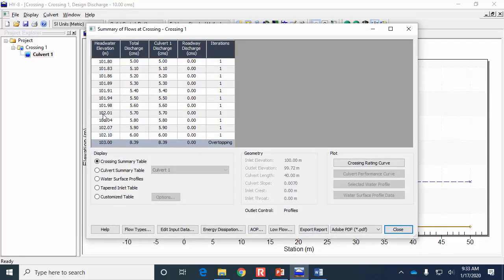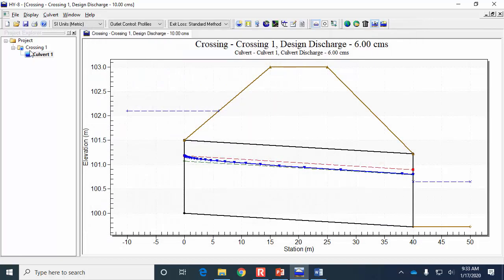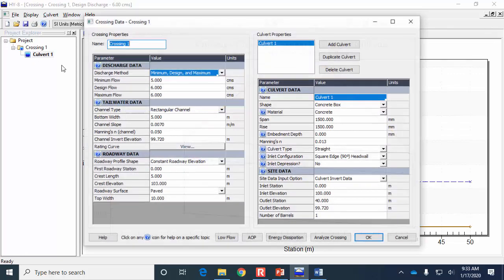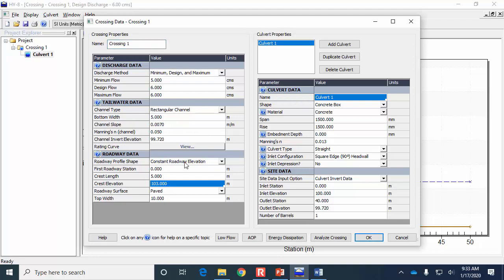Yeah, so depth 2, flow rate 5.7. And no overtopping. By the way, what if we made a mistake? Remember how I just had to pick an elevation for the roadway? Let's see, where did I do that? Yeah, crest elevation. What if I said 101.5? I've accidentally put the elevation of the road too low.